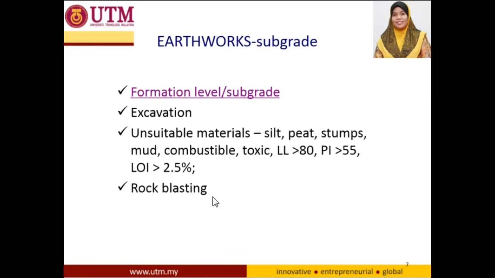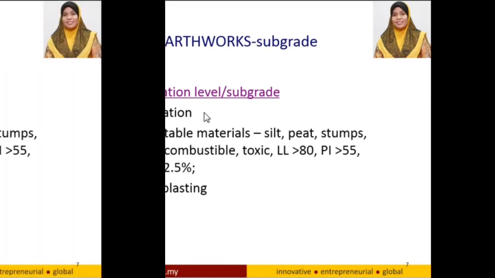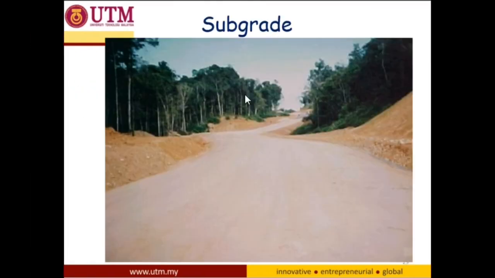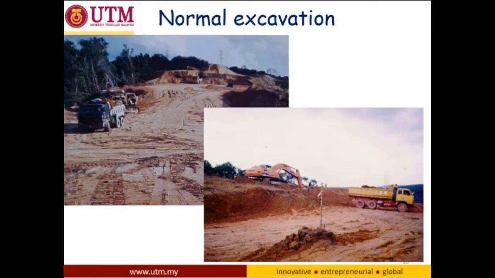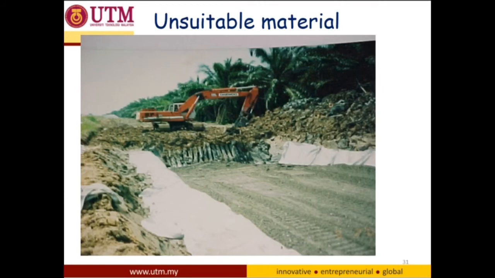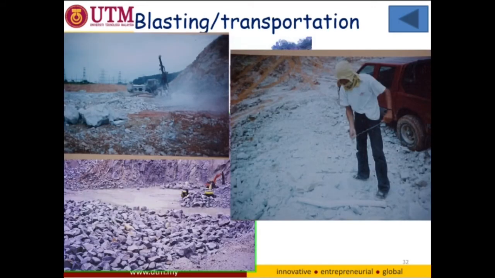Okay, let's have a look at some photos. This is the formation of the subgrade after compaction. As we can see here, the subgrade surface is nicely compacted. In normal excavation activities, the surplus is removed from the site area. And then this is the process of removing unsuitable materials and replacing them with suitable materials. And then this is the blasting work within the site area, which involves the use of high explosive such as dynamite.